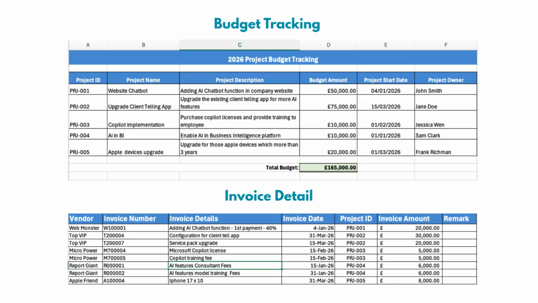Now, before we jump into the AI magic, we need to make sure our data is structured correctly. To make this work like a pro, you'll need 2 specific sheets ready to go. First, we have our budget tracking sheet. This is your high-level view where you list your project IDs and your allocated budgets. This is the control center we want Copilot to update for us. Second, we need an invoice detail sheet. Whether you're manually tracking every expense or more likely downloading a raw data dump from your ERP system, this is where the truth lives. It's messy, it's long, and it's exactly what we're going to point Copilot toward.